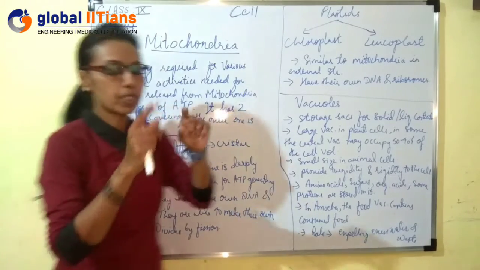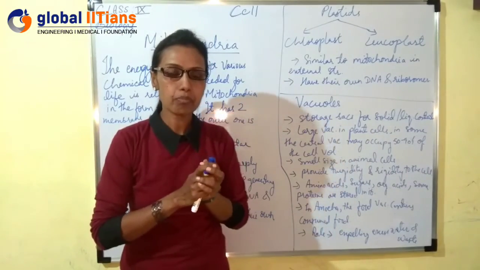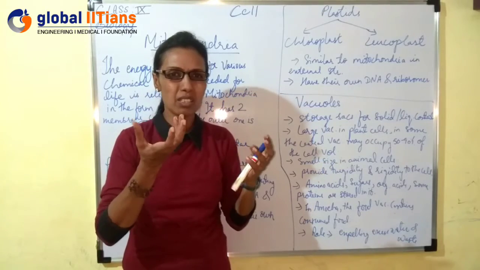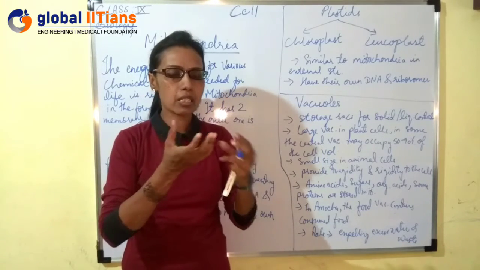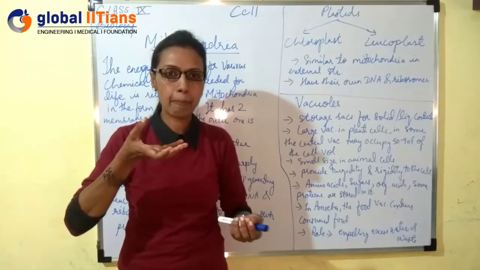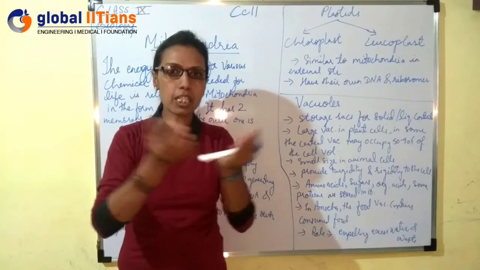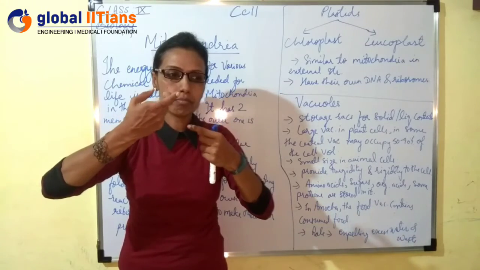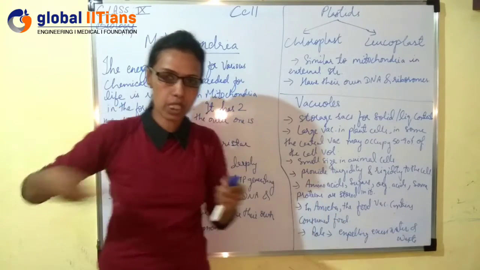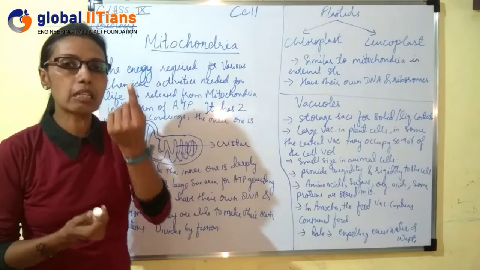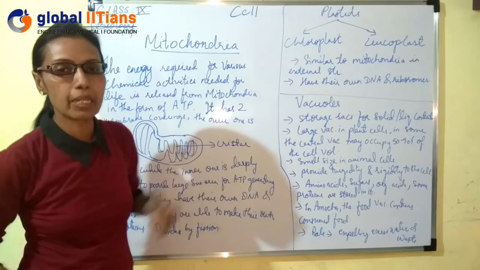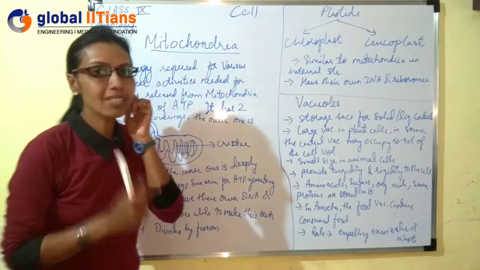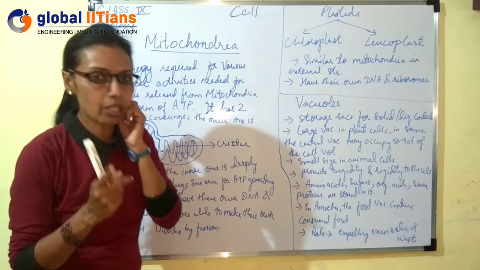Basically, it's a double membranous structure. Mitochondria, slightly you can say disc or oval kind of shape. The outer membrane is a little porous, the inner is a little rigid and modified into many infolds. Every single infolding of the inner membrane is called crista, singular, cristae plural.